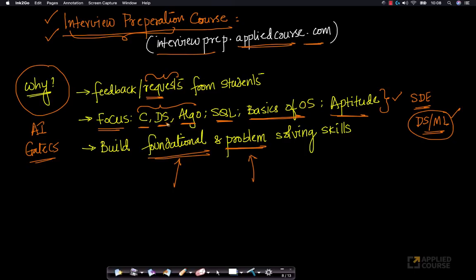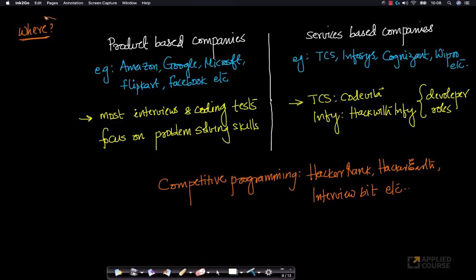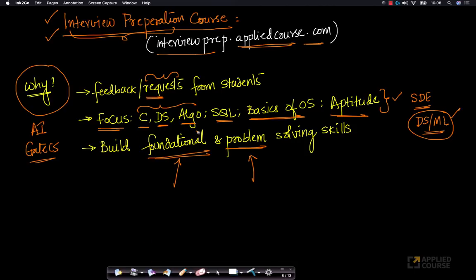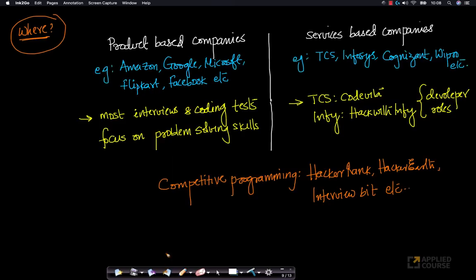And again, the focus mostly is on C, data structures, algorithms, SQL, some basic concepts in operating systems and aptitude. And that's what we will limit ourselves to as part of this course, right? So you might wonder, where are these skills useful? Because I've been talking about 2 types of skills. One is the foundational knowledge in computer science. The second is the problem solving skills. You might wonder, where are these skills useful?